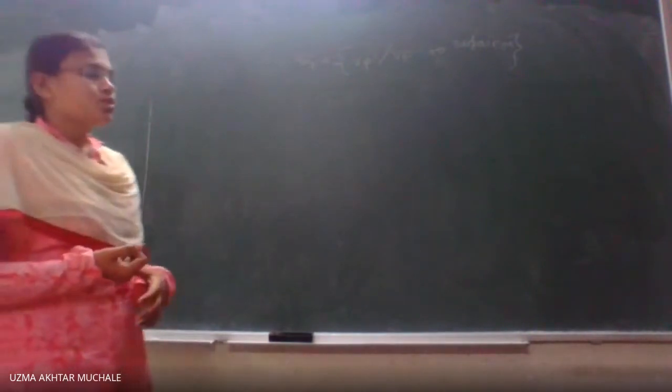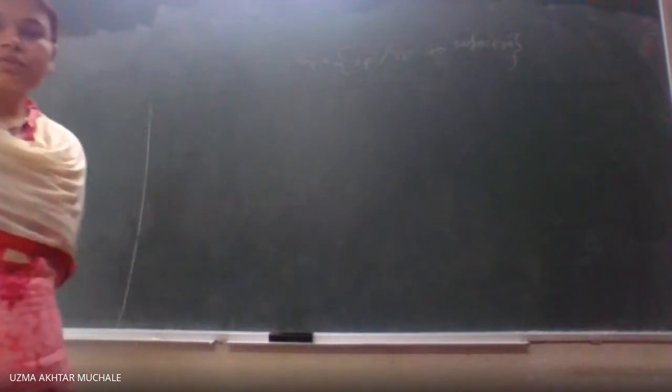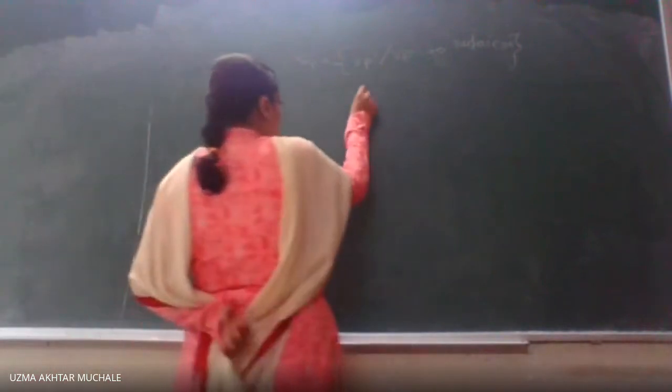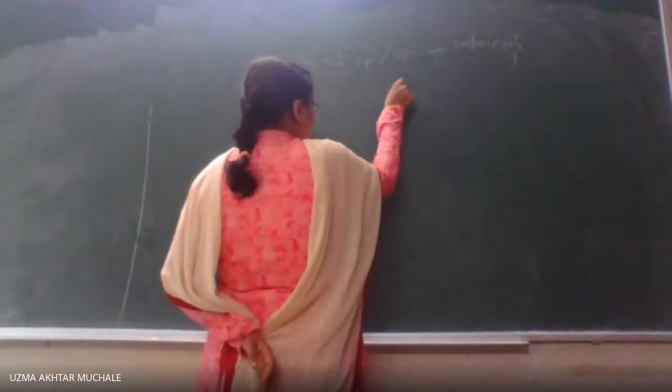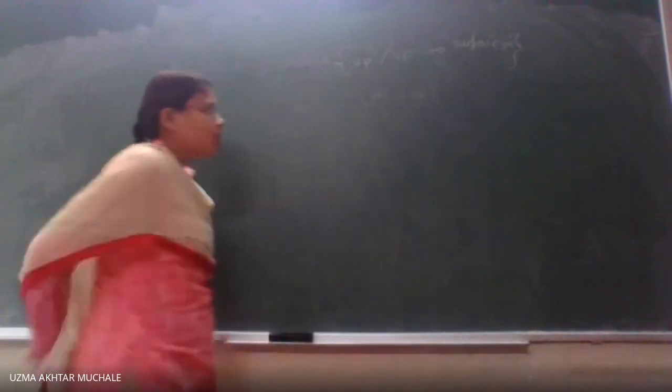Okay, to find out the range of SP, we first need to find out the range of a shape operator. To do that, first let us take a unit normal. What is a unit normal? U dot u should be equal to 1.